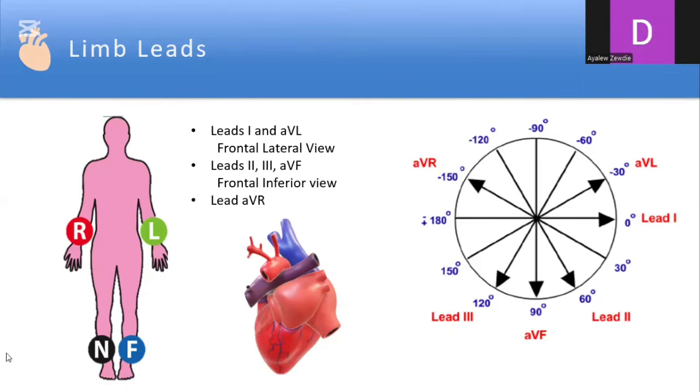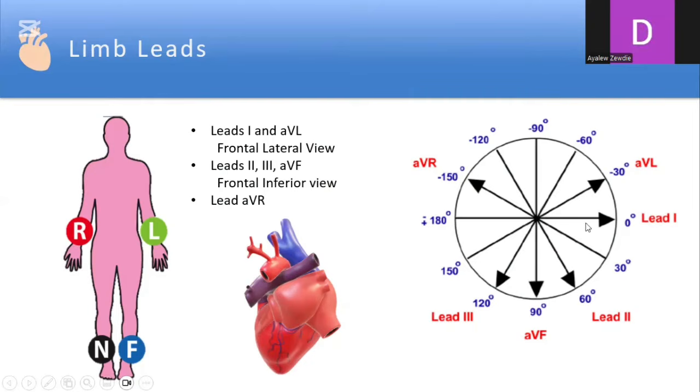What makes lead 1 is the connection between the right arm and the left arm. The connection between the right arm and left foot will give you lead 2, whereas the left arm with the foot will give you lead 3. Anything perpendicular to these leads is called an augmented lead.